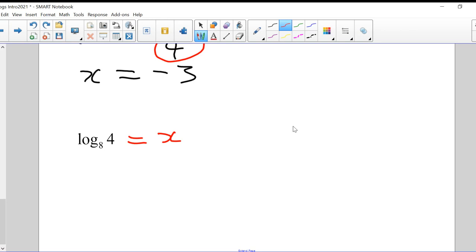8 to the power of x equals 4. Perfect. Okay, thank you, Thomas. Now, I don't think anybody would necessarily look at that and think, what can I raise 8 to that gives me 4? I'm not sure what that is. I can't think of any number I can raise 8 to that gives me 4. That's a little messed up.